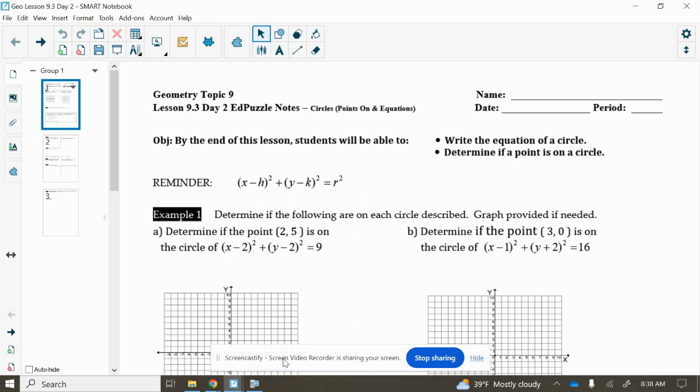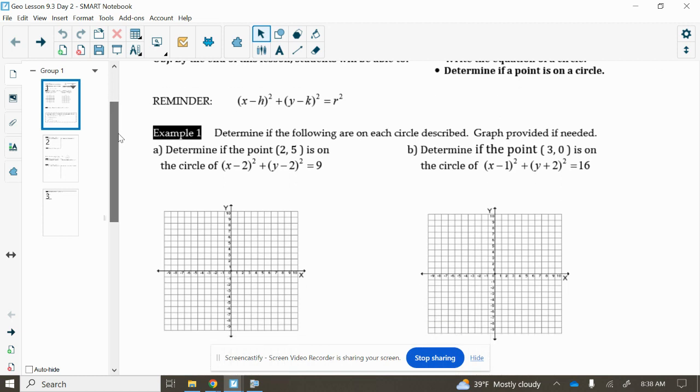And welcome to lesson 9.3, day 2. Today we're going to talk more about the equation of our circle, which you will see is at the top of this page. Now, first of all, we want to be able to determine: is a point located on our circle? So if we look at the given example here, for number 1a, they're giving us a point (2, 5).